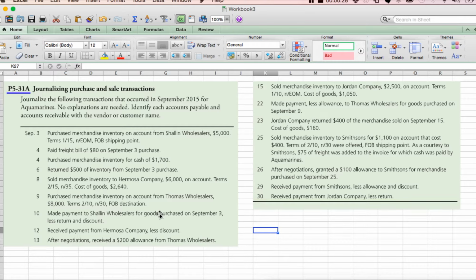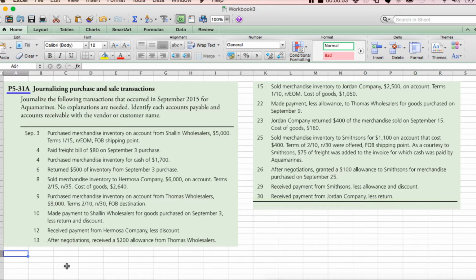No explanations are needed, so we don't have to write the explanations on the journal entries. Just the good old debits and credits. Identify each accounts payable and accounts receivable with the vendor or customer name. So we are going to put a little identifier after any time we put accounts payable or accounts receivable. We'll put a little dash and identify specifically who that is tied to.